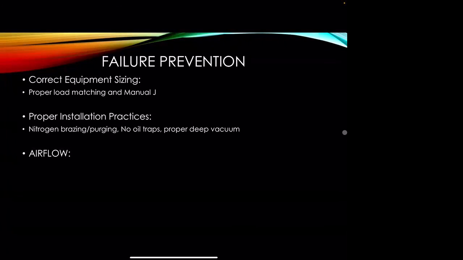Airflow. We always talk about it. It's not going away. It's never going to go away. Okay. Proper duct sizing. What's your static pressure? What's that motor doing? What's the airflow? Is it right for the system? We want approximately 400 CFM per ton on its design. And to do so, we follow ACCA Manual D.